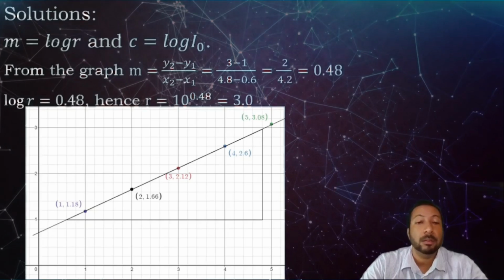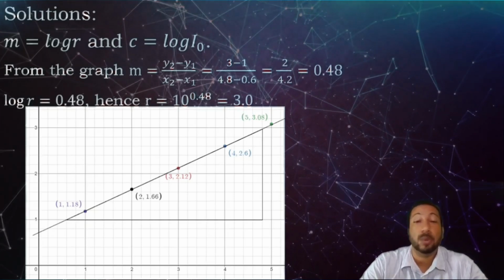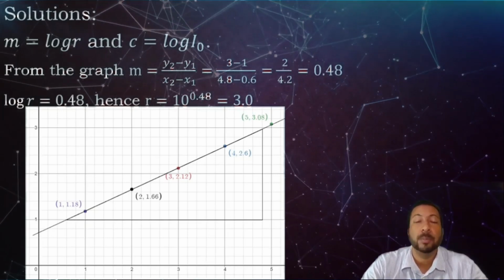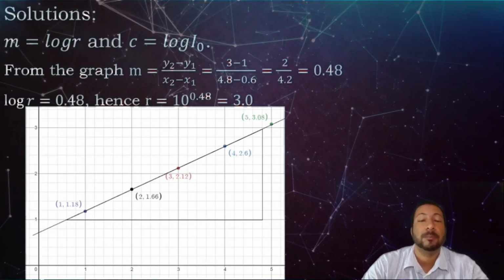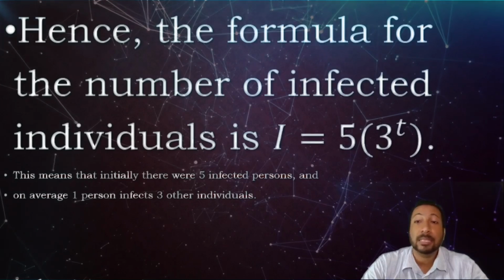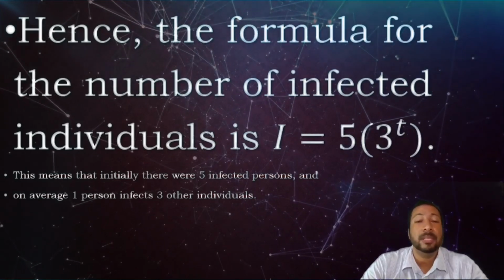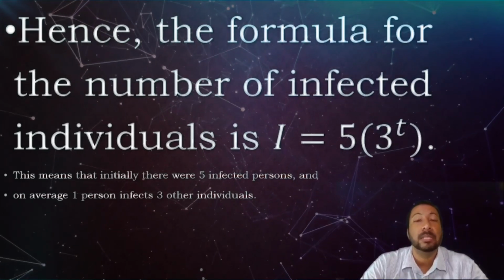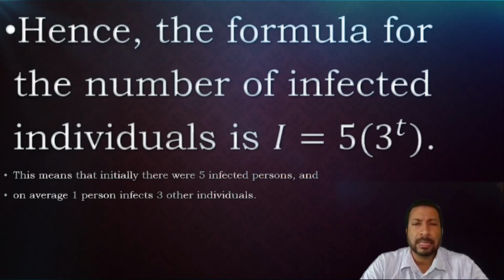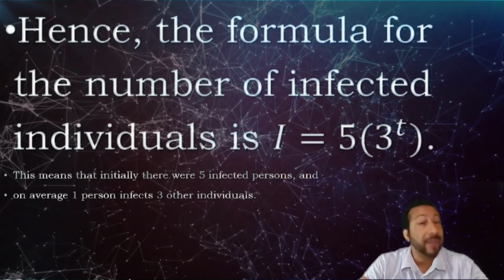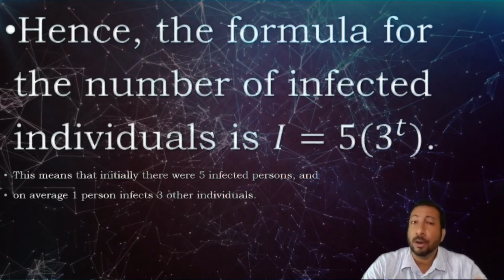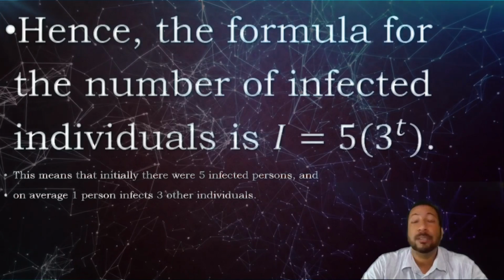To find R, we will then raise to the 10th power. So R is 10 to the 0.48 power, which is equal to 3.0 to 1 decimal place. Hence, the formula for the number of infected individuals is I is equal to 5 times 3 to the t power.